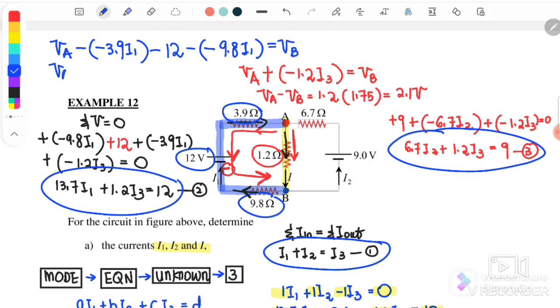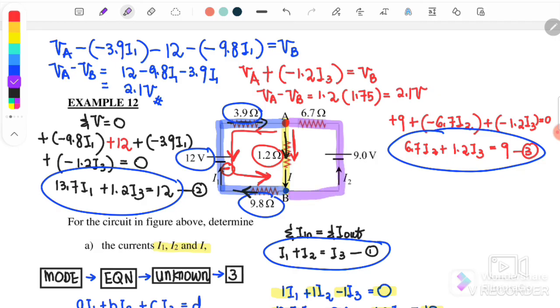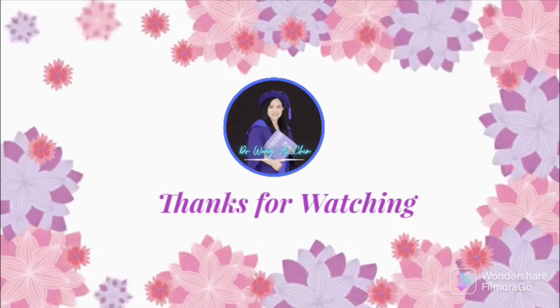So if you arrange it back, VA minus VB, you will get 12 minus 9.8 I1 minus 3.9 I1. If you substitute in I1, we will get also 2.1 volt. You will get the same answer. And after that, you also can try this part, where we start from 6.7, pass through 9 volt and then come back to point B. You will get the same answer, 2.1 volt also.